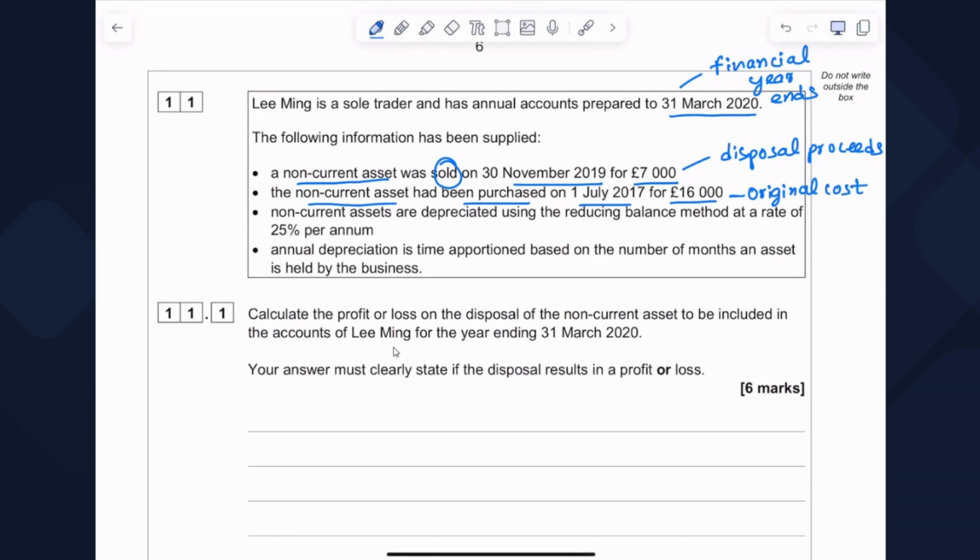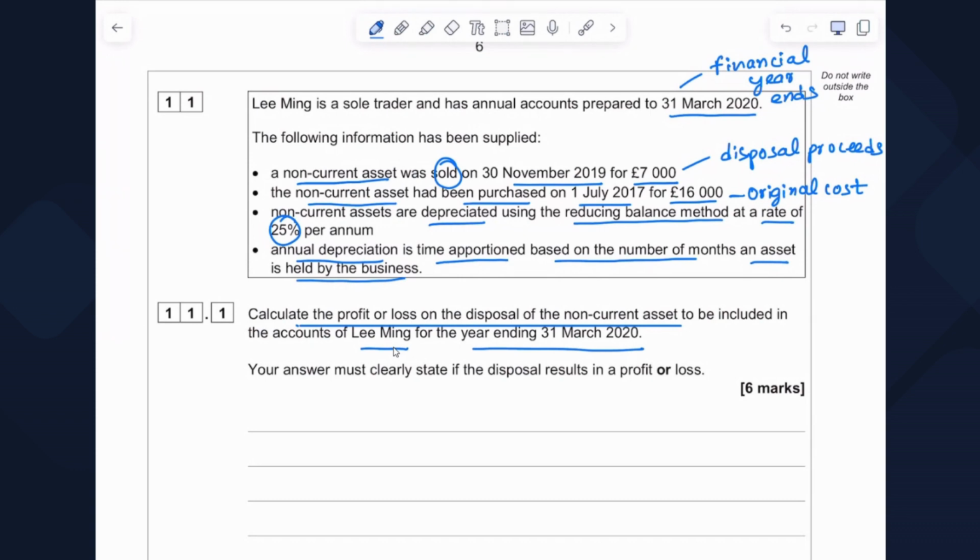Non-current assets are depreciated using the reducing balance method at a rate of 25% per annum. Annual depreciation is time apportioned based on the number of months an asset is held by the business. Calculate the profit or loss on the disposal of the non-current asset that we need to include in the accounts of Li Ming for the year ending 31 March 2020.